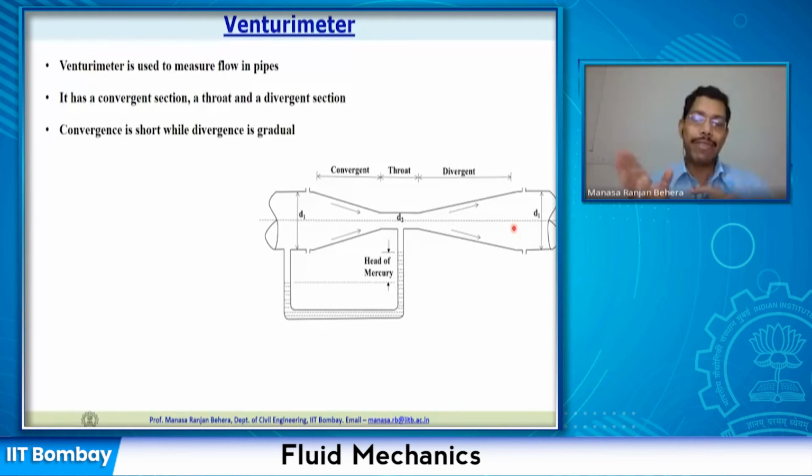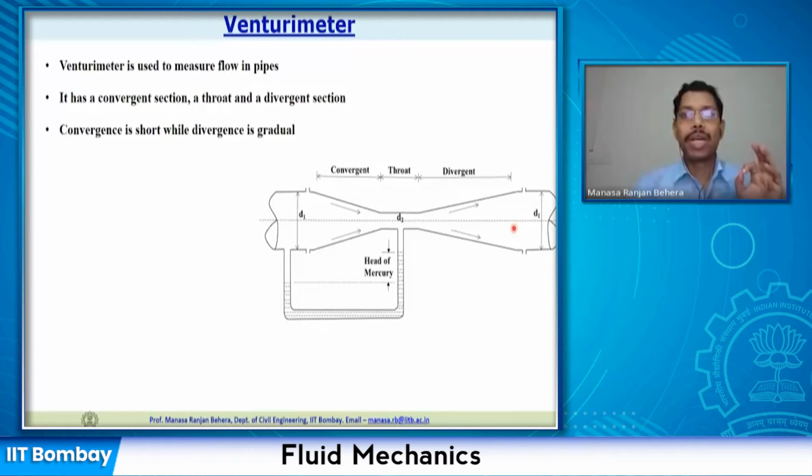Now in case of a divergent section, if you suddenly expand it, which we have seen in the sudden expansion, if you increase the area rapidly, then there is a possibility of flow separation, or the flow might detach from the boundary. In that case, the losses are going to be very large. So in order to avoid the losses, the divergent section is gradual, and the throat section is more of a constant cross section throughout, so that is called the throat.